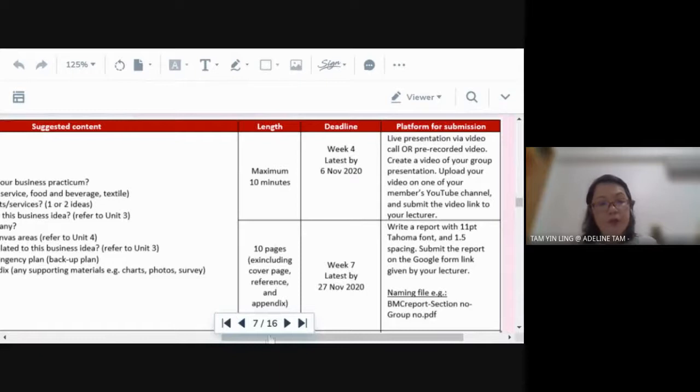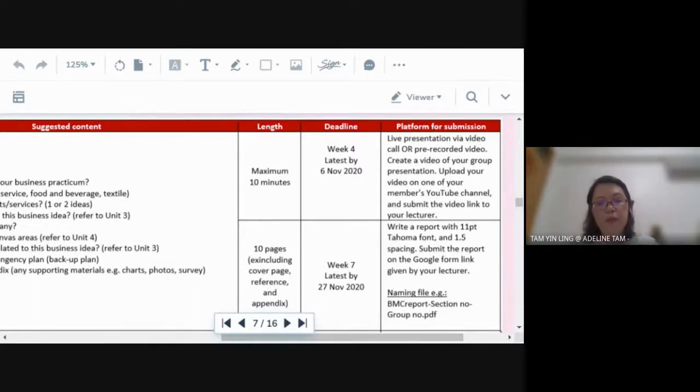Remember, your next report is a 10 pages report, excluding cover, reference, and appendix. Another 3 weeks, that means by 27 November, you have to submit it. And please use a PDF to submit. We recommend you to name it like PMC report, section number, group number, and PDF. It is easier for me to read.